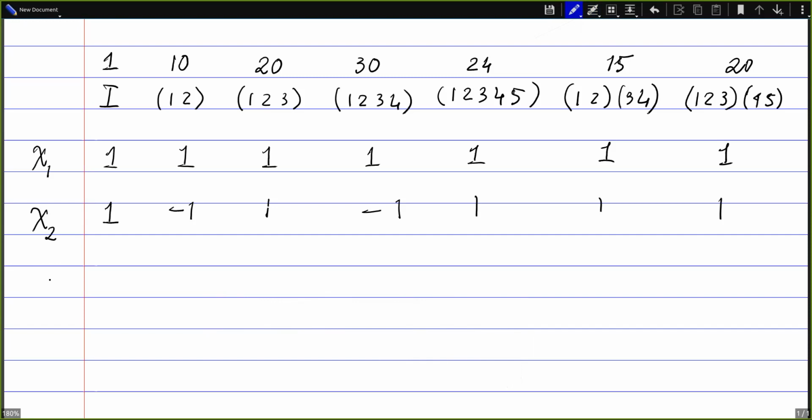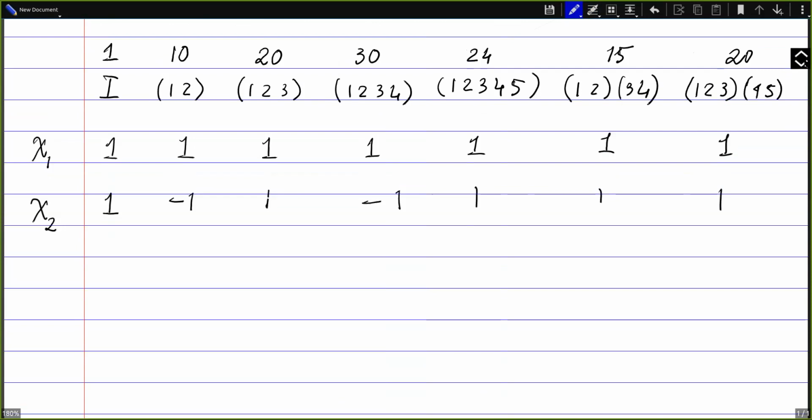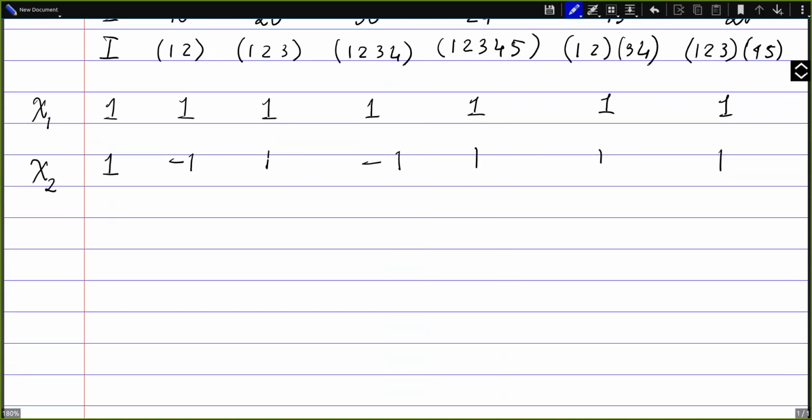So we will now talk about a character which comes from the permutation character. Let's just write that. Recall that Sn acts on the set 1 to n, and the action of Sn on this set 1, 2, 3, 4, 5. From this action, we get our representation, which is called the permutation representation.